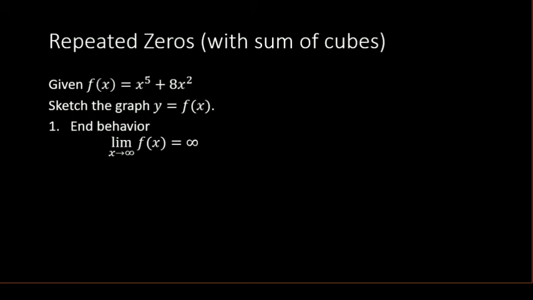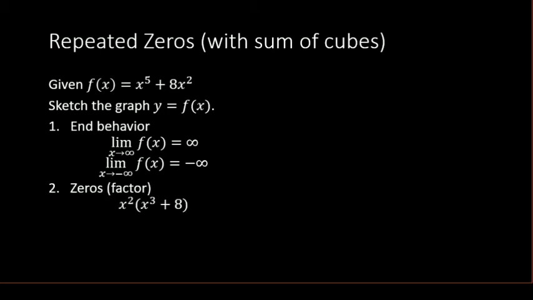And as x approaches negative infinity, since this is odd, it's going to go the other way on the left, or down. So as x approaches negative infinity, f of x will also approach negative infinity. Then I can try to factor to find my zeros.